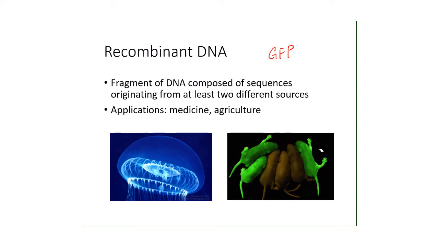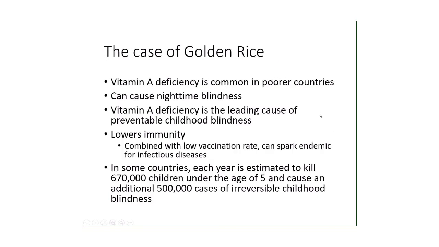There are actually medicinal applications of doing something like that. People don't just do it for amusement, and we're going to look at some examples of that later on. We can also use recombinant DNA in agricultural applications. Here is an example where we use recombinant DNA for agricultural as well as medicinal application. There is something called golden rice.